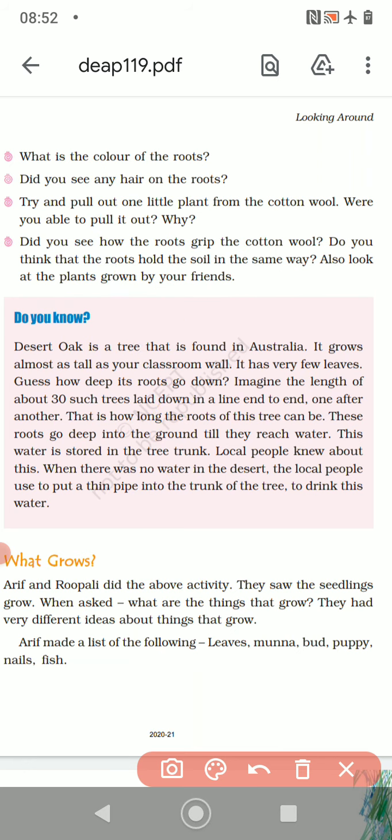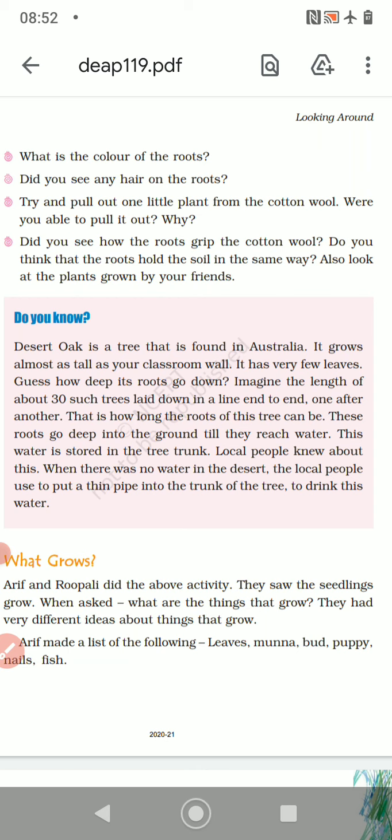Desert oak is a tree that is found in Australia. It grows almost as tall as your classroom wall. It has very few leaves. Guess how deep its roots go down. Imagine the length of about 30 such trees laid down in a line end to end. My goodness, 30 trees standing one above the other. That long the tree roots go inside.